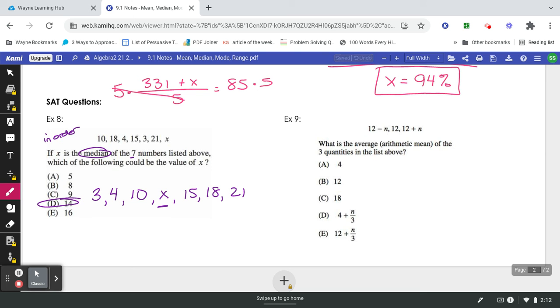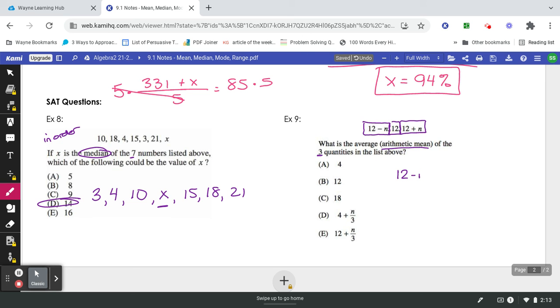For problem number 9, what is the average? Again, they call it the arithmetic mean. Mean and average are the same. So we know for the mean, we're going to have to add them up and divide by how many numbers there are. They tell us that there are 3 quantities. One of them is 12 minus n. One of them is 12. The third one is 12 plus n, and I need to add those together.